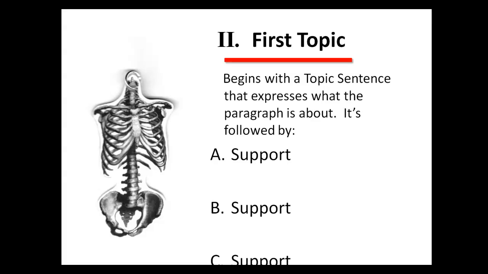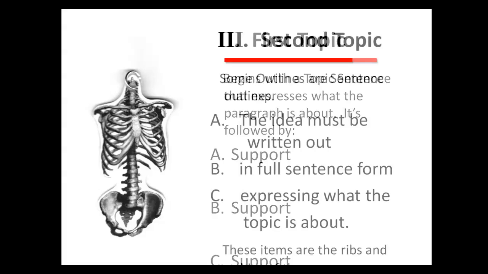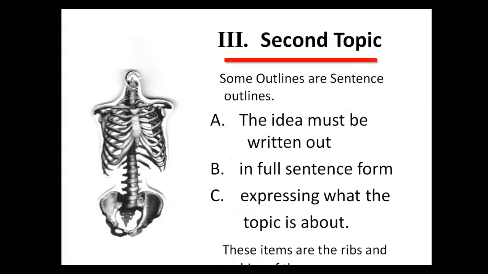If you get into your writing and your evidence changes, or you find information that you want to add instead, you can alter your outline. The outline in this case is more or less a guide. Some outlines are sentence outlines, and that's fine. That works for you. The sentence must be written out in full sentence form, expressing what your topic is about. Think about these items as the ribs and hips of the paper.